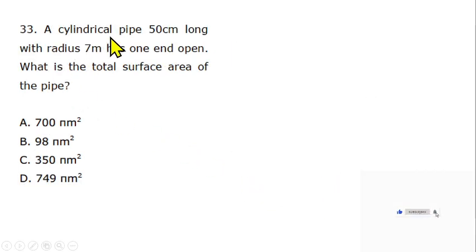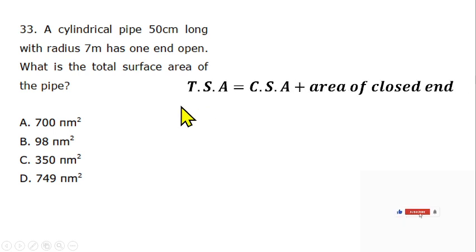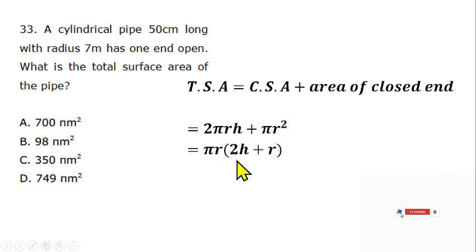Question number 33. A cylindrical pipe 50 centimeters long with radius 7 meters has one end opened. So what is the total surface area of the pipe? So total surface area will give us the curved surface area plus the area of the closed end. The curved surface area of a cylindrical pipe will be 2 pi r h, and the area of the closed end will give us pi r squared. Pi r is common, so you can factorize pi r out, so we have pi r times 2h plus r.